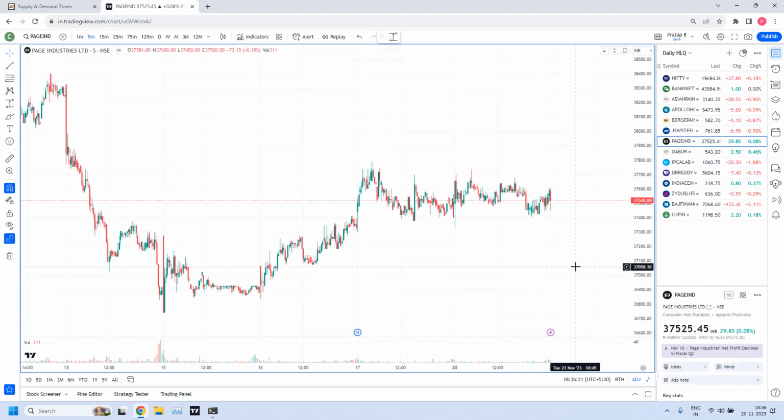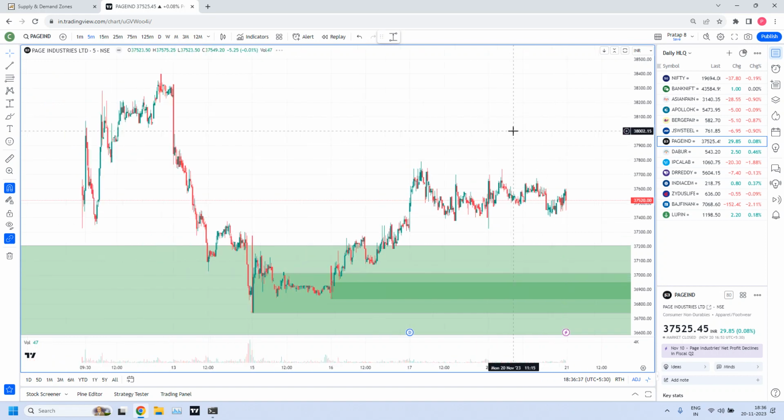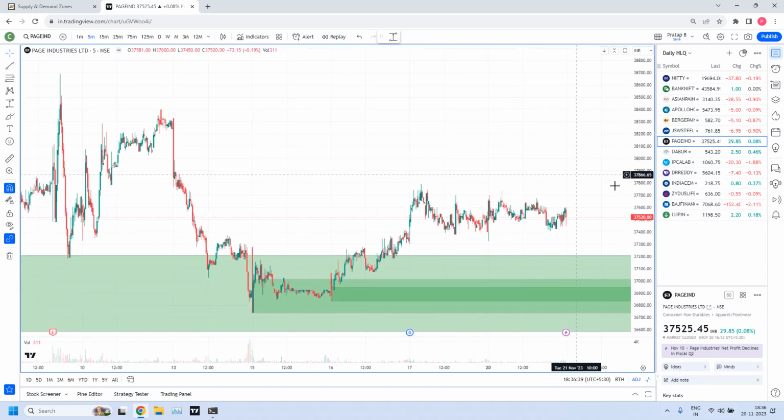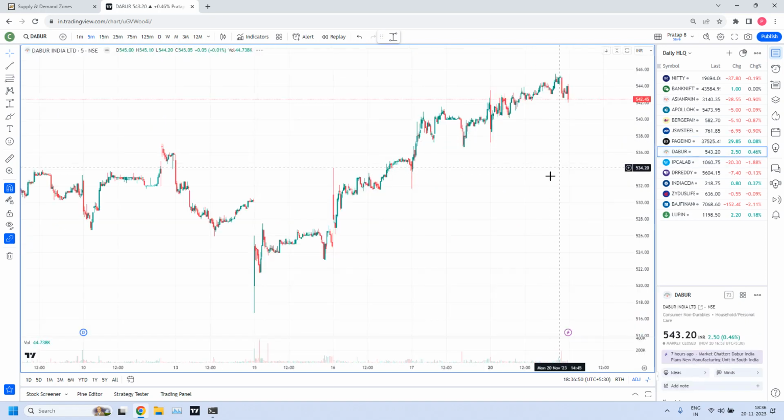Next, Page Industries, we didn't get the trade today. This is also a stock from our 75 minutes time frame list. And Dabur is also a 75 minutes zone, high liquidity zone, but it is a supply zone.